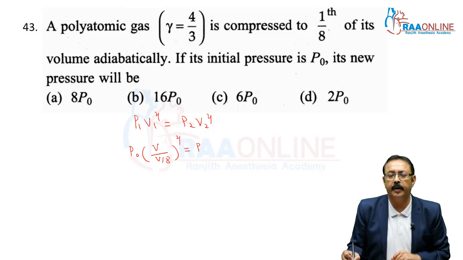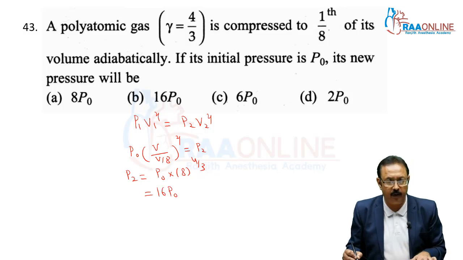It should be new pressure. So what are we getting? P2 is equal to P naught into 8 raised to the power 4/3. 8 raised to the power 1/3 is 2, 2 raised to the power 4 is 16. So we are getting 16 P naught.